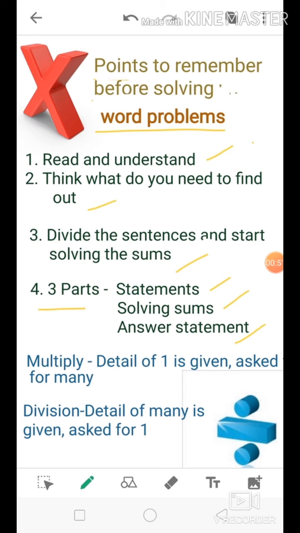How to identify whether the given word problem is multiply or division. In multiply, detail of one is given, asked for many. In division, detail of many is given, asked for one.